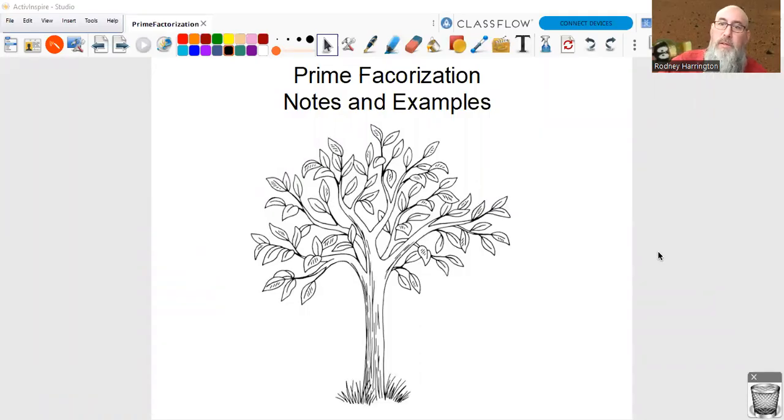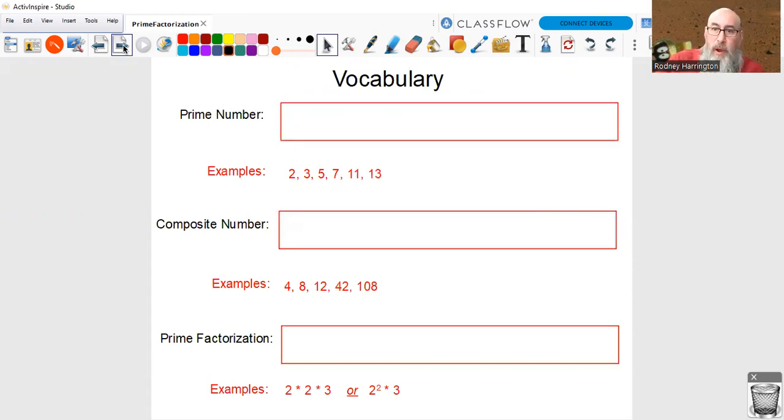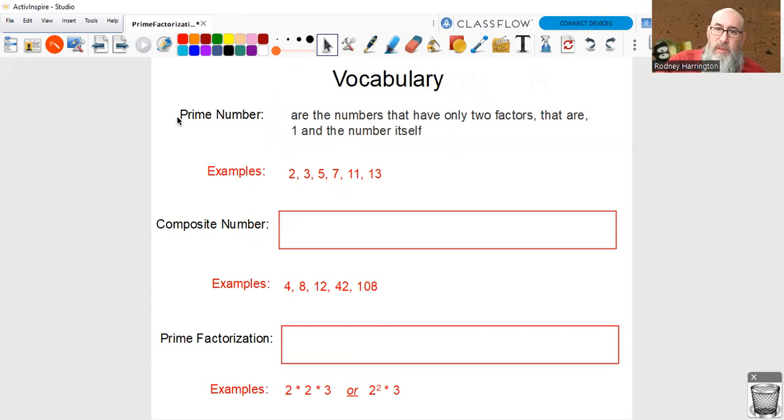All right, today's lesson is prime factorizations, notes and examples. This should be a review of what you have learned last year, but I'm going to go through this again. So prime numbers, if it's in your notes, you need a copy. If it's not in your notes, they are the numbers that have only two factors, that are one and the number itself.